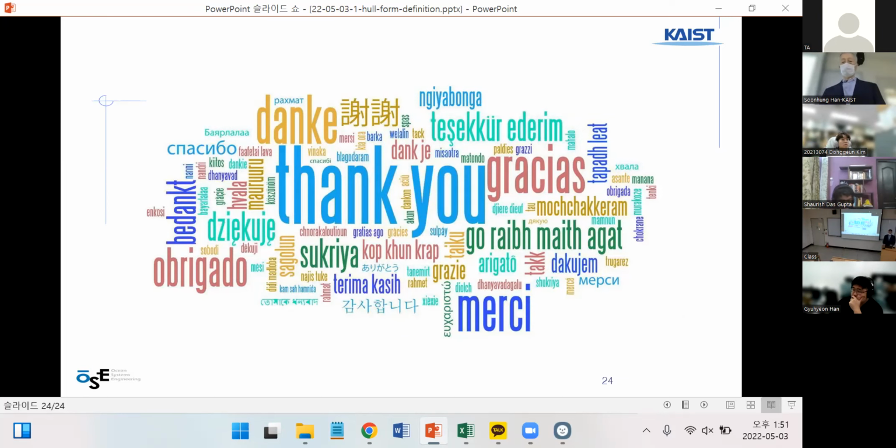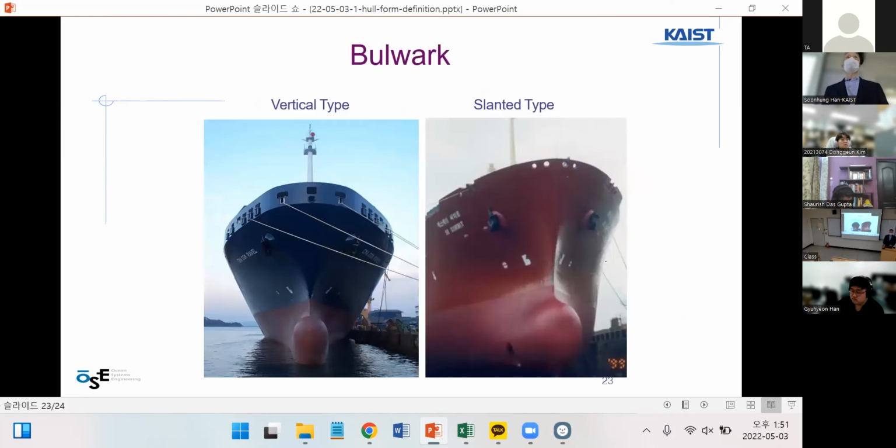Bulwark has two types. Which is stronger at waves? Strong at waves. We cannot say strong or weak, right? Depending on the situation, it is pros and cons. Each type has advantages and disadvantages.